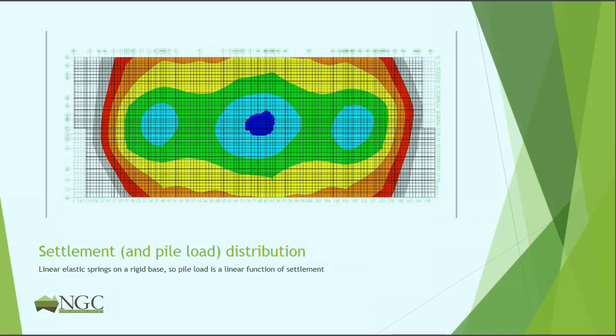When the SAFE program was run, obviously, if you analyze this as linear elastic springs on a rigid base, then this is what you're going to get. You're going to get the maximum settlement under the 3 cores, and obviously, because of interaction, you'll get maximum under the middle one. And because they're linear elastic springs on a rigid base, the pile load distribution will be exactly the same. It's just multiplied by a factor. This is what the structural engineer came with and said, okay, this is what the pile loads will be. And I said, no, they won't.